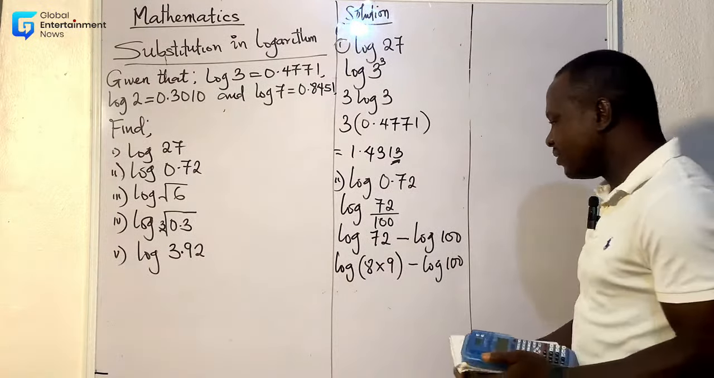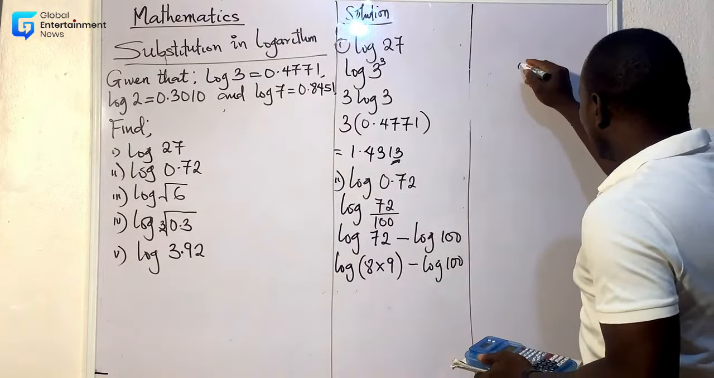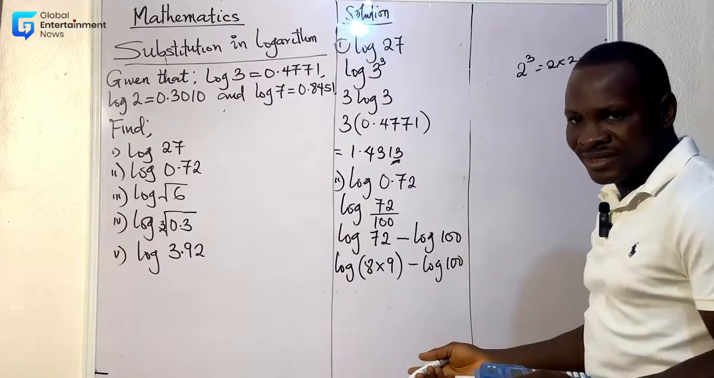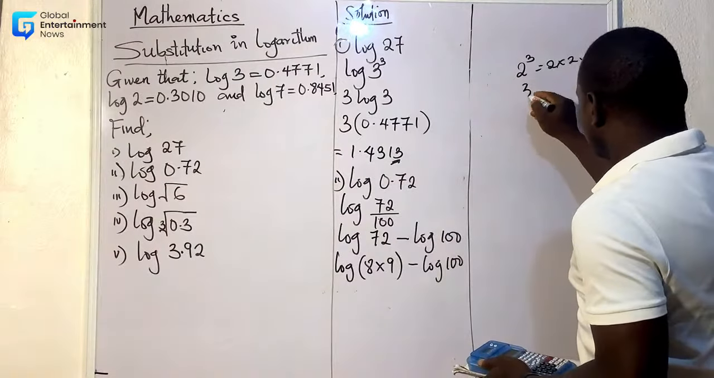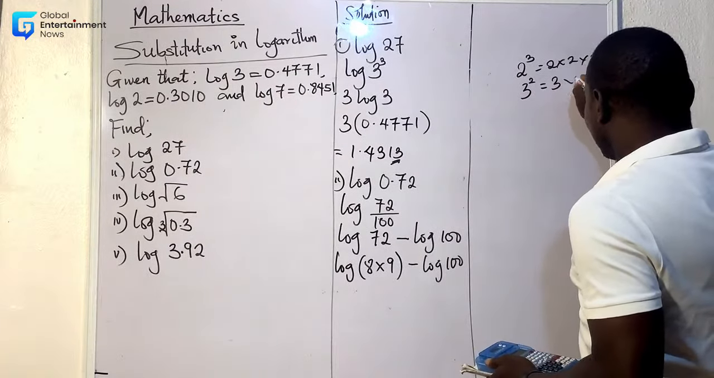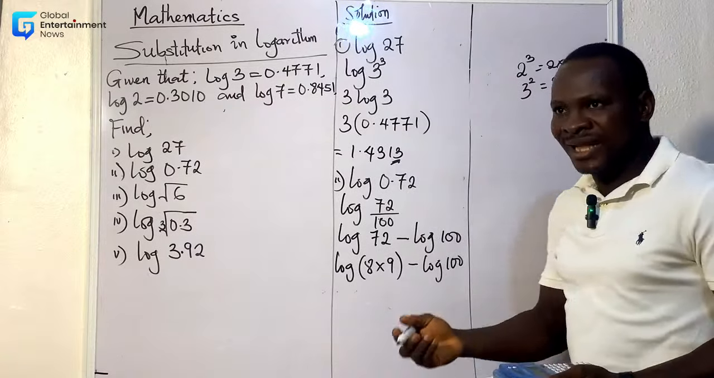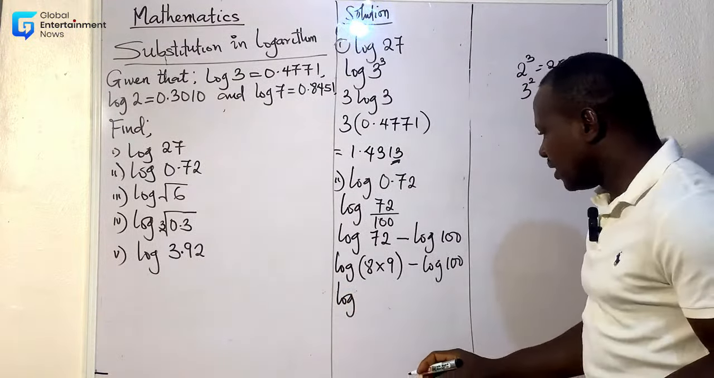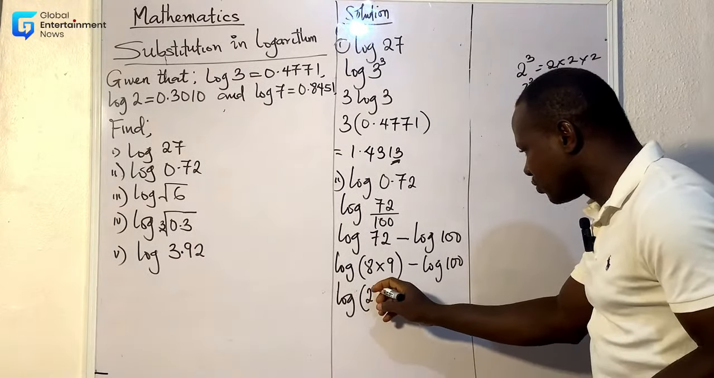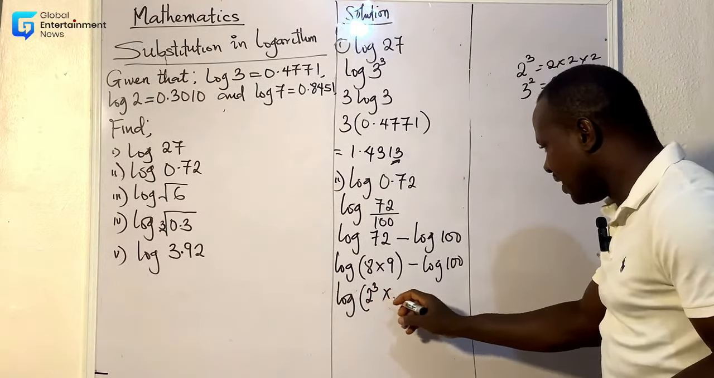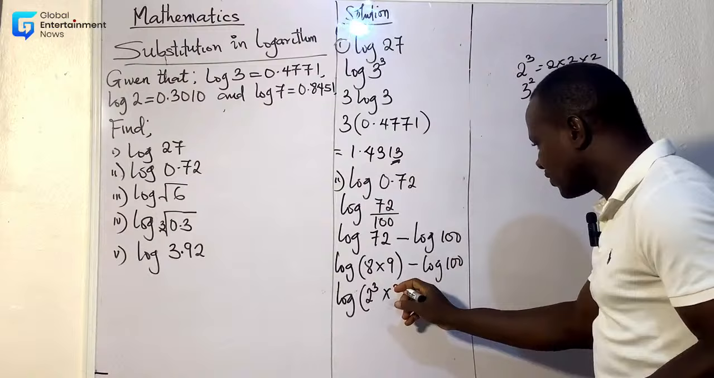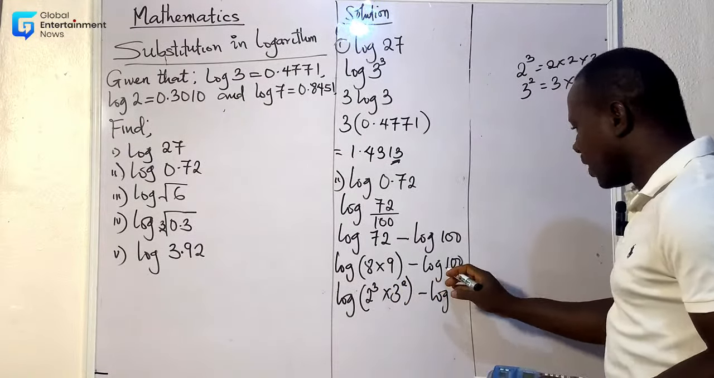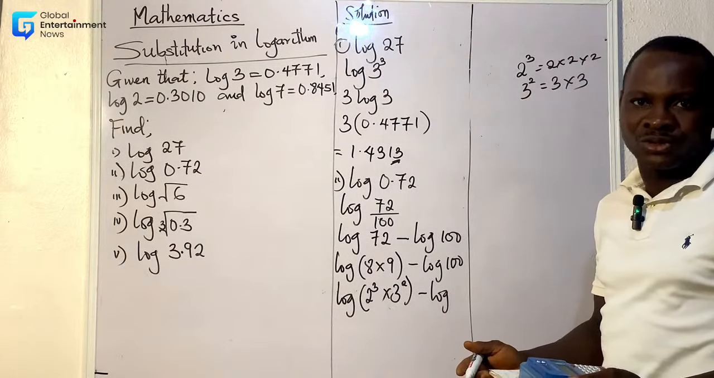How do we break it down? Looking at 8, 8 is 2 raised to power 3. That is 2 times 2 times 2, giving us 8. And 9 is 3 raised to power 2. That is 3 times 3, giving us 9. So we now say log (2 raised to power 3 times 3 raised to power 2), then minus log 100. Let's break 100 down also.